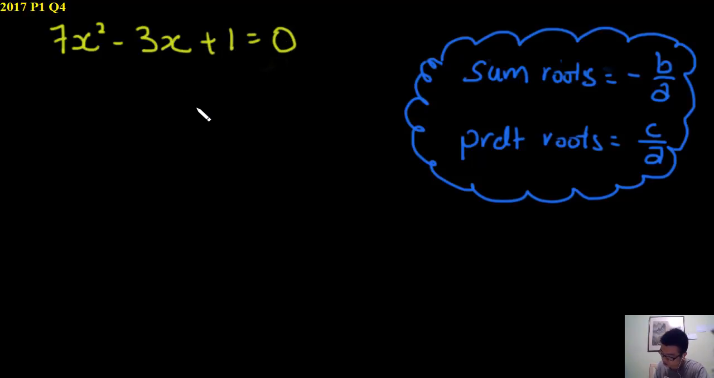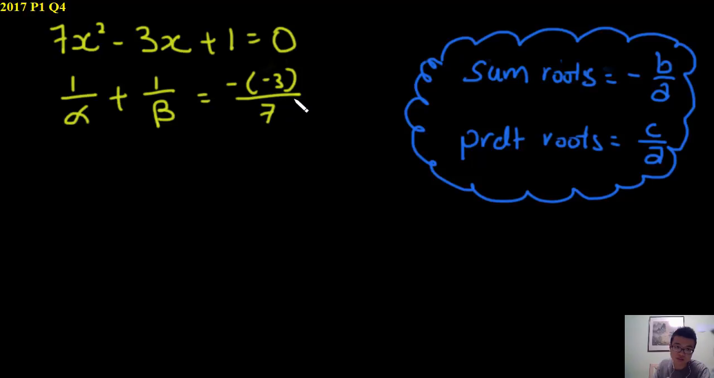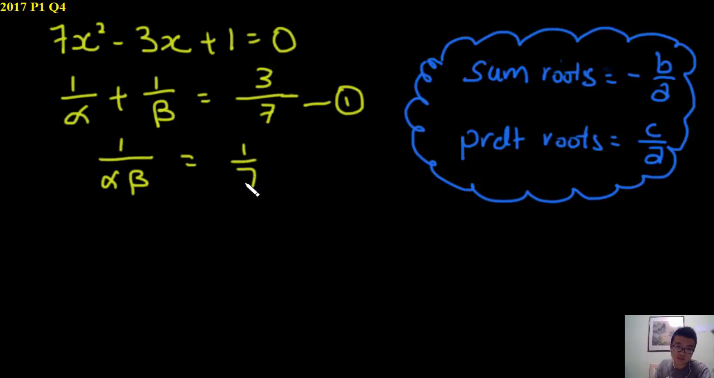All you have to do from here is get the basic sum of roots. 1 over alpha plus 1 over beta is equal to negative b over a. So b is minus 3, a is 7. So put simply, it's just 3 over 7. This is your first equation. 1 over alpha beta is equal to c over a, just 1 over 7.